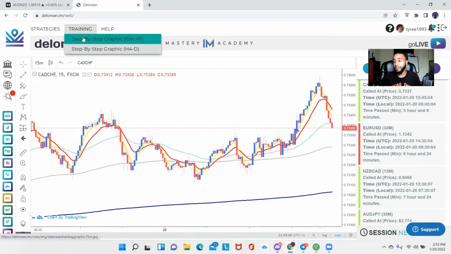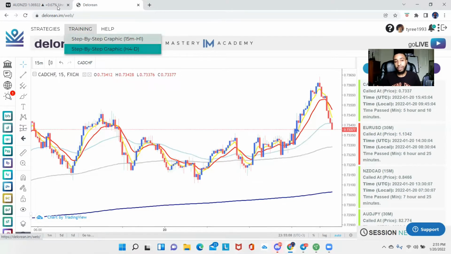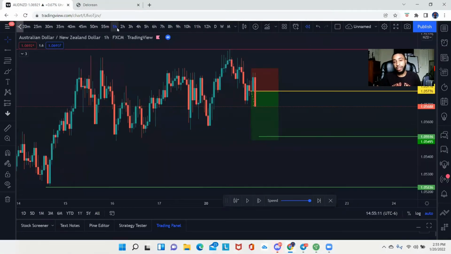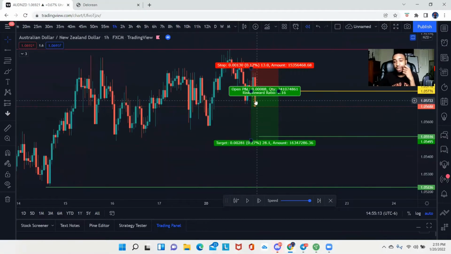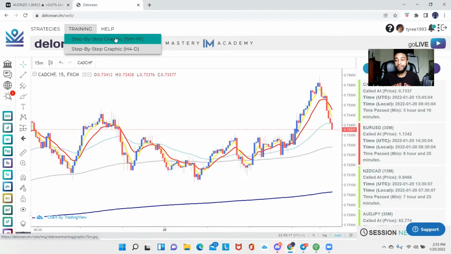Now, the most important thing is if we look at where it says training, right, there are going to be 2 different graphics: a step-by-step graphic for 15 minutes through the 1 hour, and a step-by-step graphic for the 4 hour through the daily. Now, if you guys see, we are currently on the 1 hour time frame, which is basically where I marked this chart up from. So guess what? We're going to simply select the training that says step-by-step graphic for 15 minutes through the 1 hour. Okay. So I'm going to go ahead and click on that.